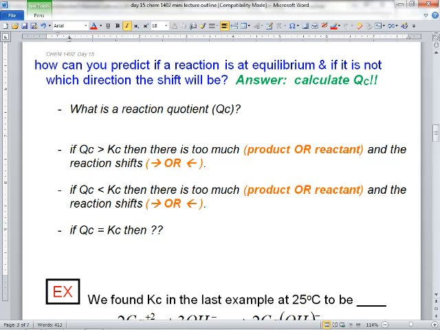How do you predict if something's at equilibrium or not? The answer is calculate Qc. What the heck is a Qc? You're supposed to be able to calculate them somehow.